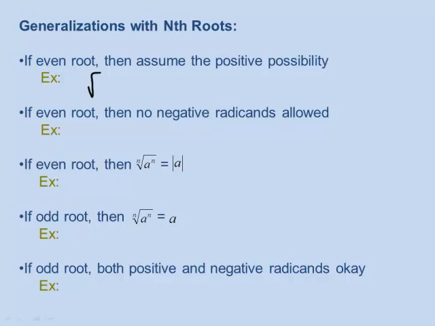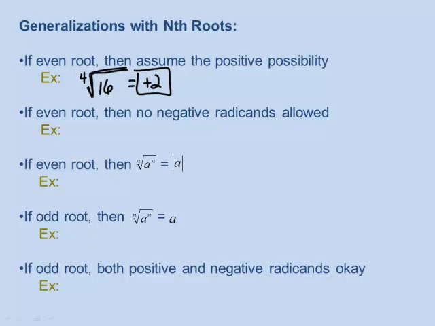And on the previous slide, we talked about the 4th root of 16. In theory, there are 2 numbers that would make that true, both positive 2 and negative 2. But because there's 2 possibilities, we are going to assume that the radical sign itself indicates we want the positive possibility. If we want the negative possibility, then you have to throw the negative sign out in front.